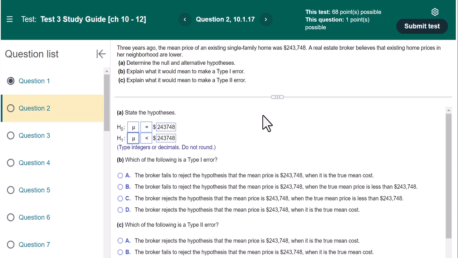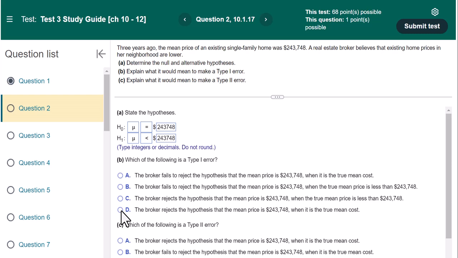Now he's asking you what would define a type 1 error. Type 1 error by definition is the probability of rejecting the null hypothesis when it is true. So you're rejecting something that is correct. So you can see D is going to be the correct answer. The broker rejects the hypothesis that the mean price is $243,748 when it is actually true.